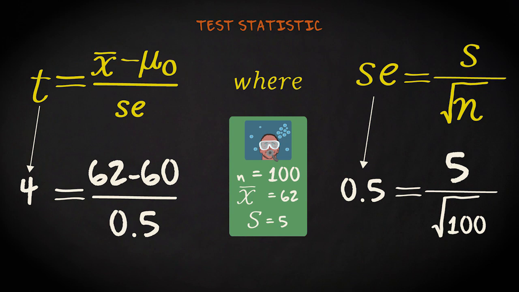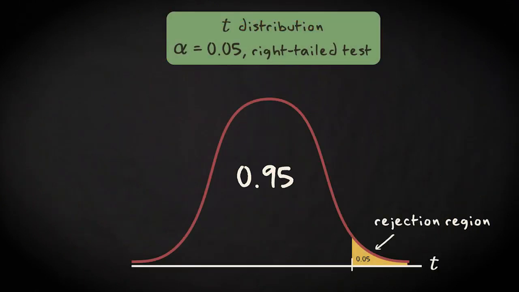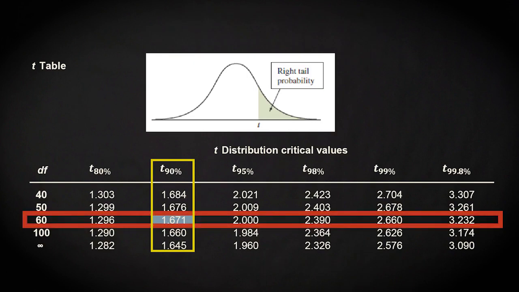Is that enough proof to reject the null hypothesis? Well, that depends on the significance level. Let's employ the most common significance level of alpha equals 0.05. We do a one-tail test, so this is where our rejection region is. The critical value here can be found in the t-table. It is 1.67. Note that we look at 60 degrees of freedom because we have 99 degrees of freedom and 60 is the closest lower value in the table.